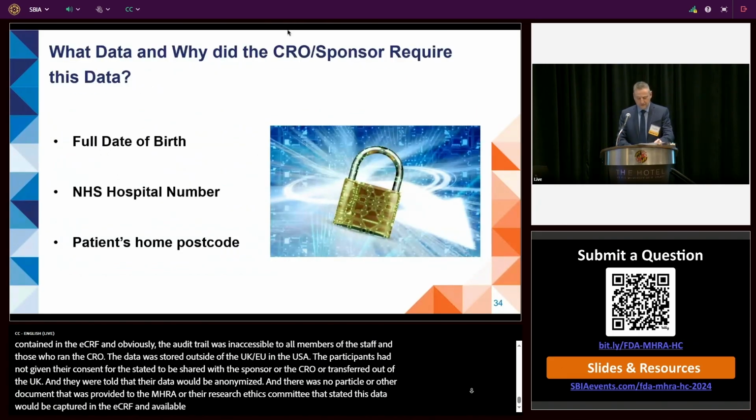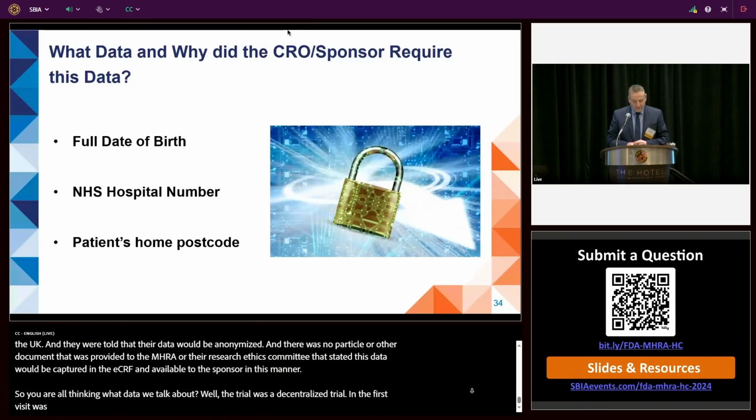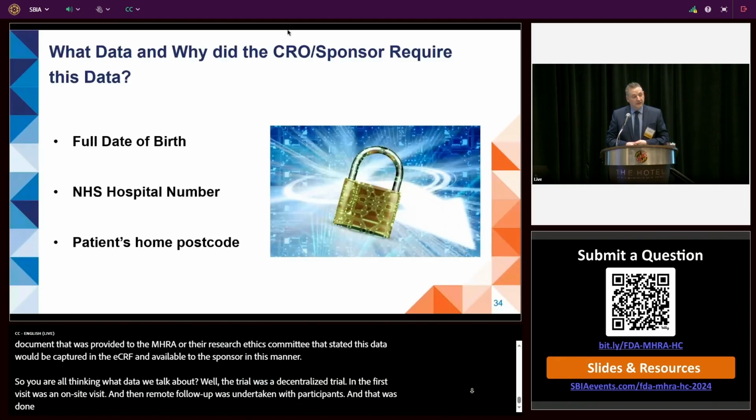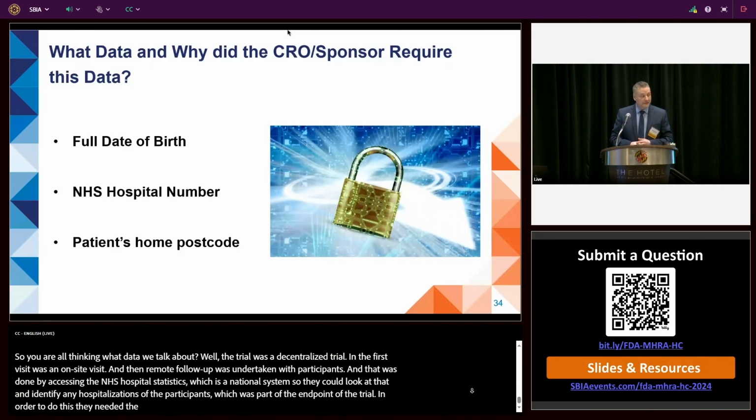So you're all thinking, well, what data are we talking about? Well, the trial was a decentralized trial, and the first visit was an on-site visit, and then remote follow-up of the participants was undertaken by accessing the NHS Hospital Episode Statistics, which is a national system. So they could look at that and identify any hospitalizations of the participants, which was part of the endpoint of the trial. In order to do this, they needed the patient's date of birth and their unique NHS number to link the data together so they could pull the right data out of the NHS systems.